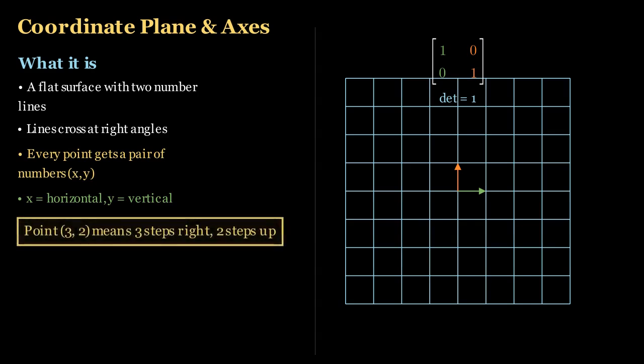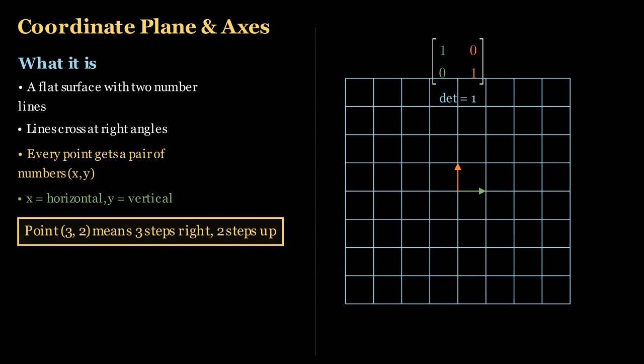Now, any spot on this floor can be described by just two numbers: how far you walk sideways along the first line, and how far you walk forward or backward along the second. We write this as a pair, like a treasure map coordinate. The first number, the sideways walk, is called the x-coordinate, and the second, the forward walk, is the y-coordinate. The two number lines are called axes. The x-axis runs horizontally, and the y-axis runs vertically.